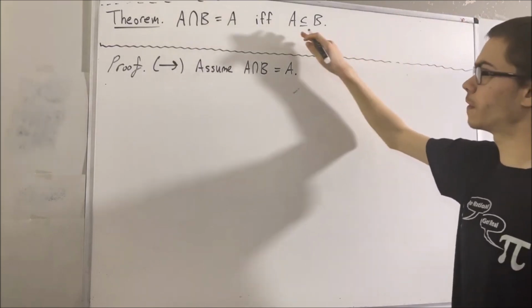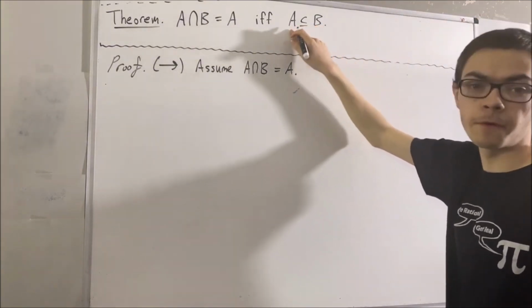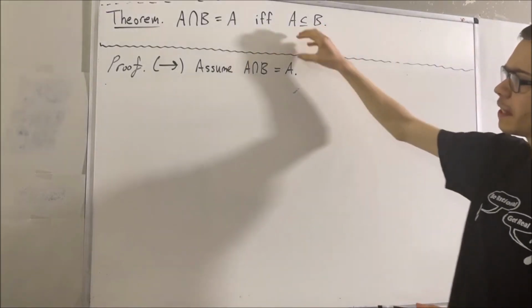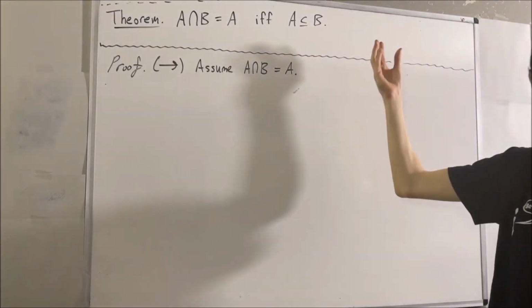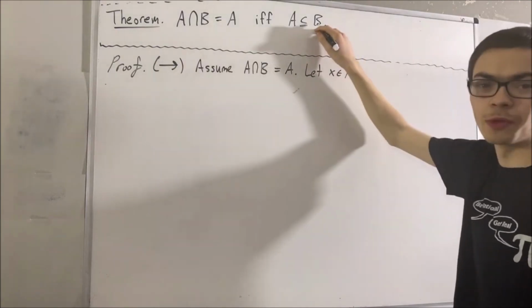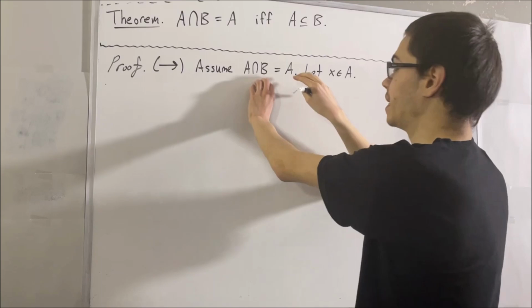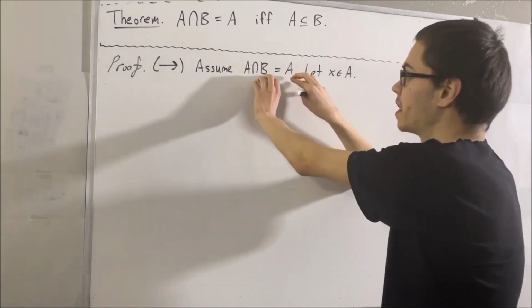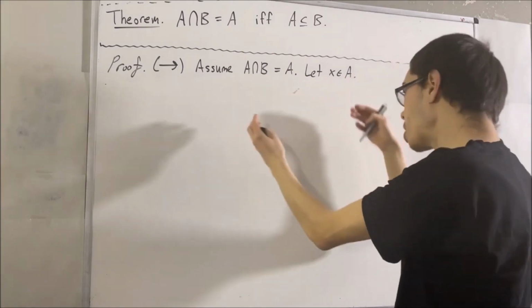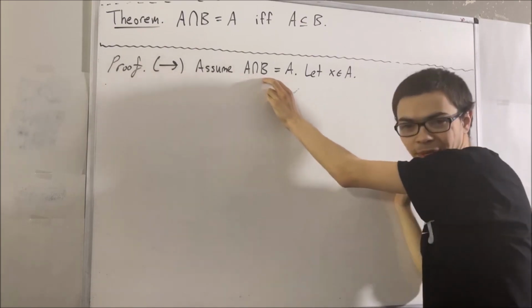So we're trying to prove that A is a subset of B, which means we want to prove that everything in A is also in B. And to do that, give me an arbitrary element in A. I'll call it X. And now we want to prove that X is also an element of B. To start, because A intersect B is equal to A, these two sets have the same exact elements in them. So, because X is an element of A, that means X is an element of A intersect B.